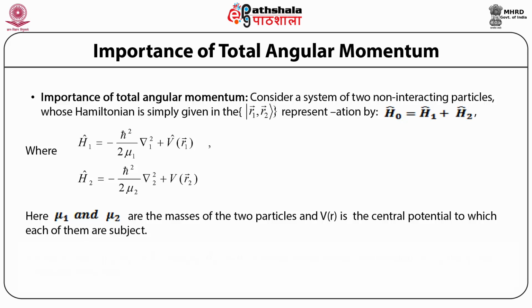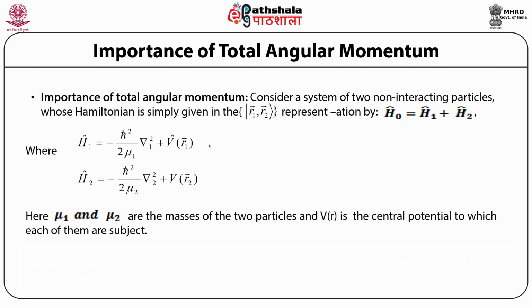Similarly, the Hamiltonian operator H2 associated with the second particle is given by the relation minus h cross square by 2 mu2 del 2 square plus V as a function of vector R2, where again h cross is h by 2 pi and h is Planck's constant. Mu2 is the mass of the second particle. Del 2 is the del operator corresponding to the second particle having position vector R2, and V as a function of position vector R2 is the potential energy associated with the second particle.